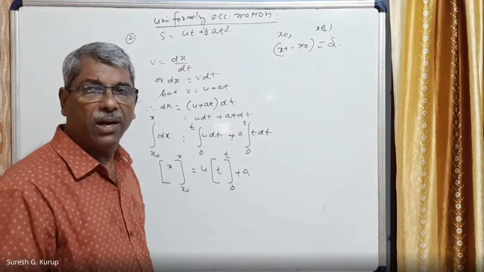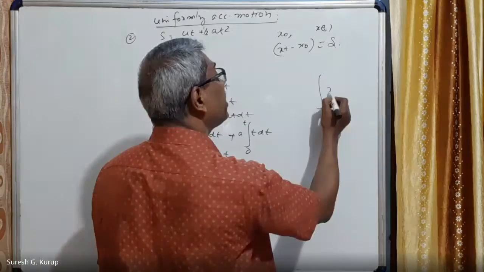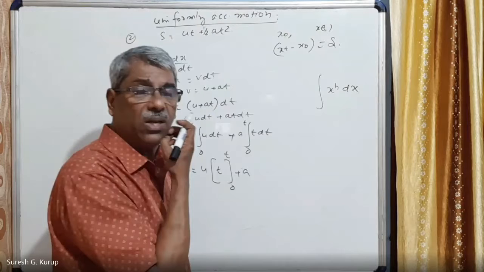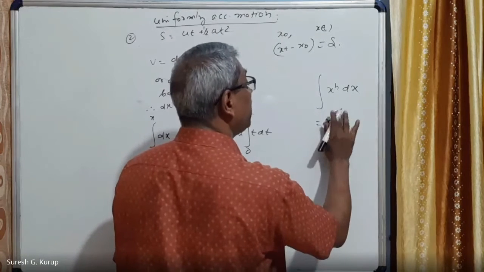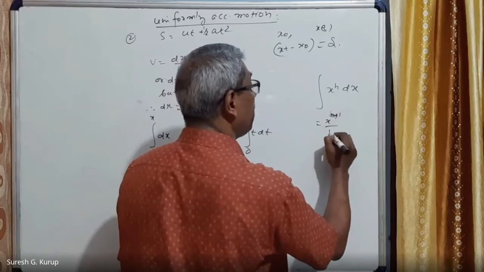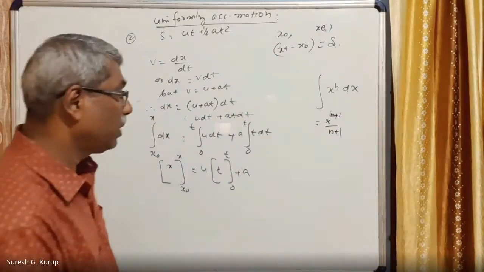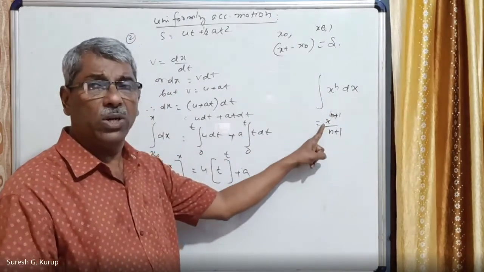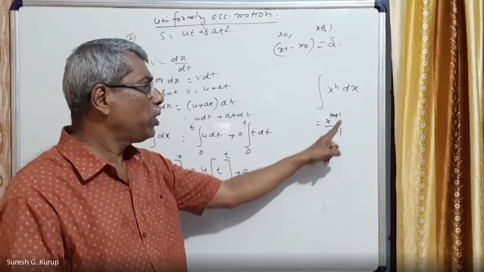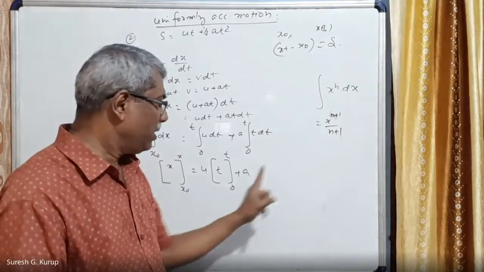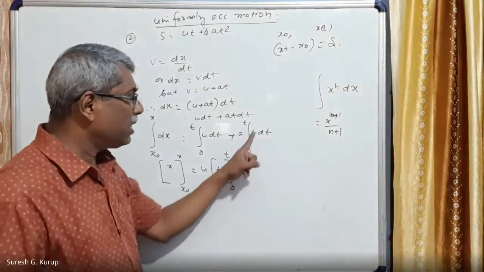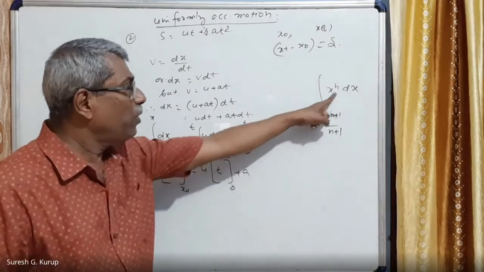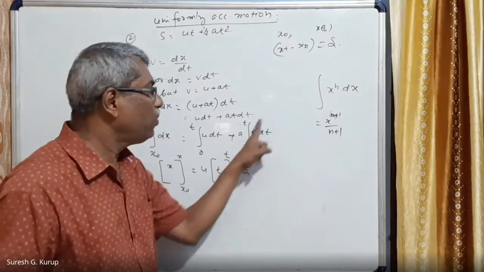Integral x raised to n dx. Already you have been taught this. This is equal to x raised to n plus 1 divided by n plus 1. This is the condition, right? So integral x raised to n dx is equal to x raised to n plus 1 divided by n plus 1. In this case, this is integral t raised to 1 dt. In the place of x we have t, in place of n we have 1.